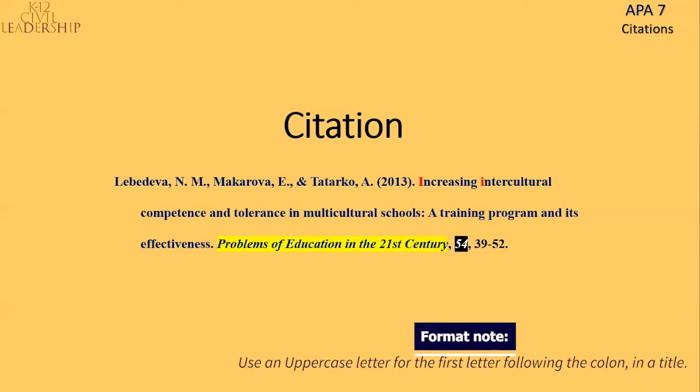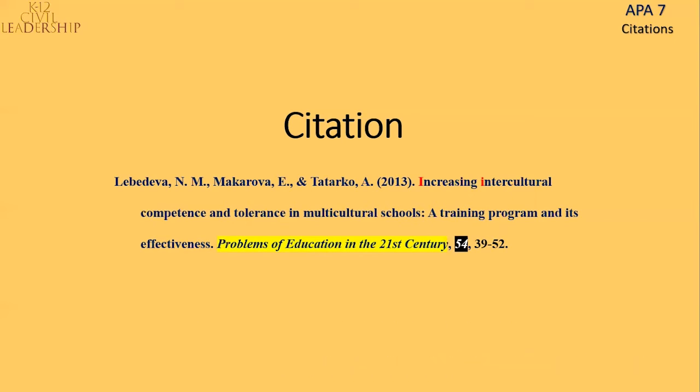In the highlighted area, that's the name of the publication. You will notice that it is italicized, followed by a comma, and then we have italics for the number 54, which indicates a potential volume, followed by a comma, and then we have the page numbers. Again, back to that A, it's capitalized to remind you always to capitalize the letter that follows the colon.